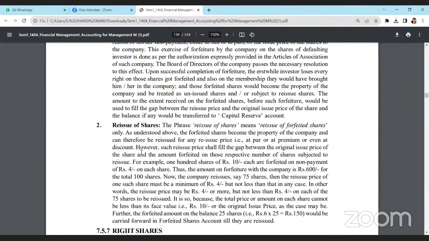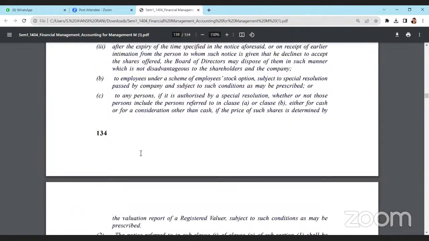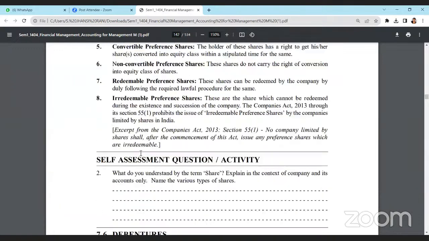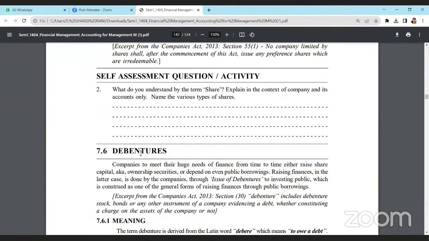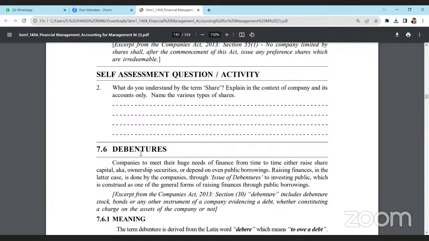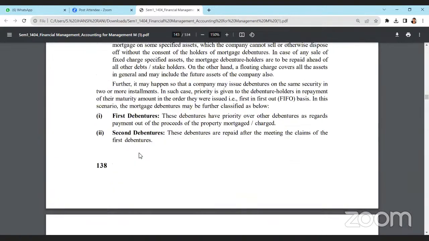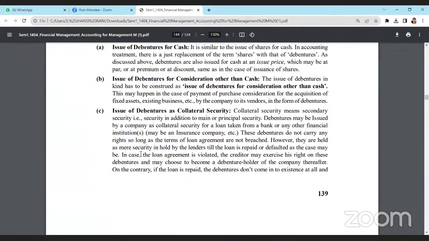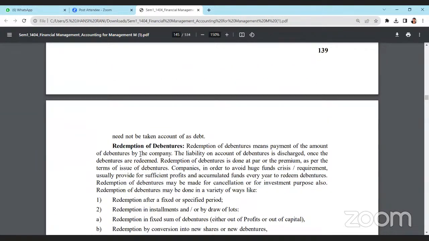It is all theory: different types of shares. We have preference shares, equity shares, right shares, and debentures also. We have different types of debentures, and preference shares also have different types. A debenture is nothing but a loan that has been taken, on which interest will be paid to the debenture holders.